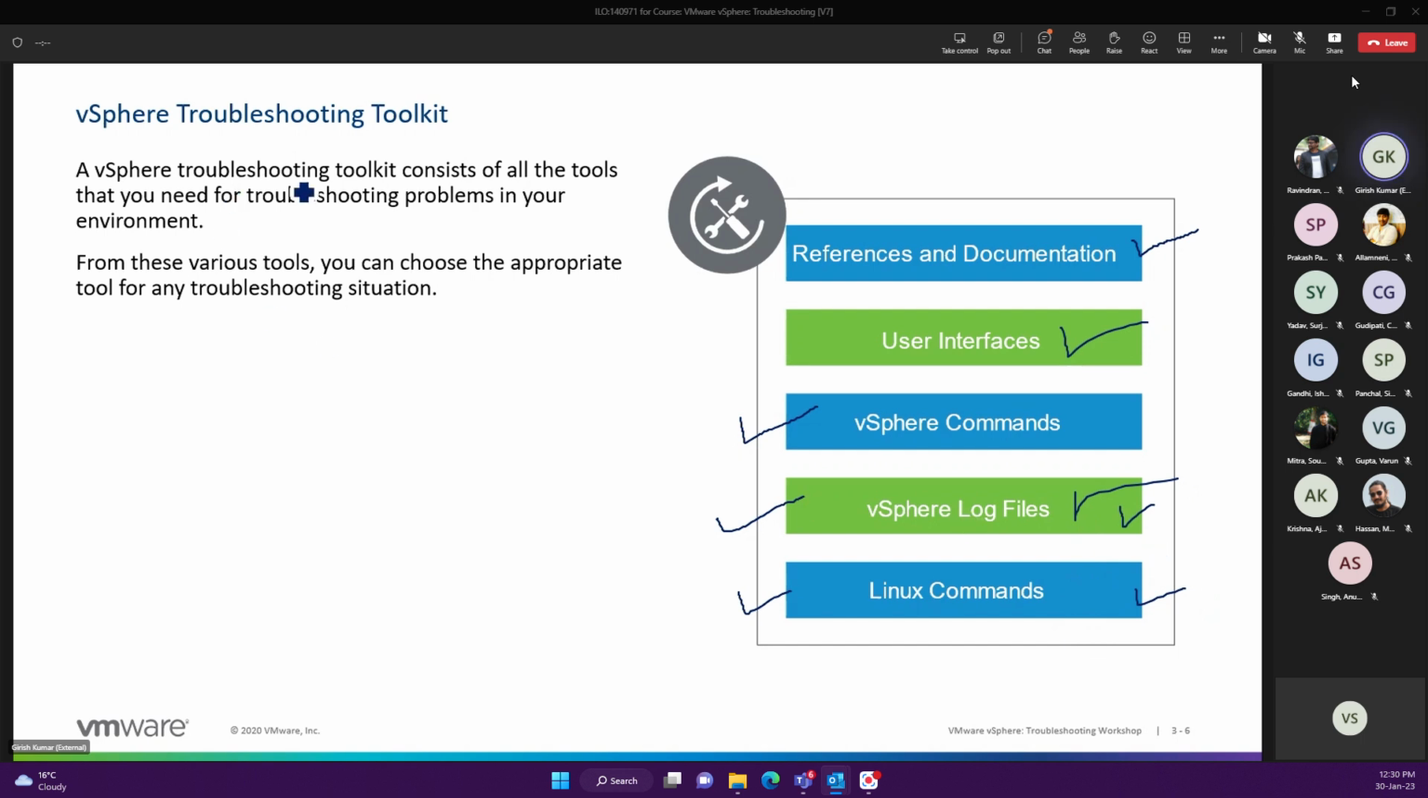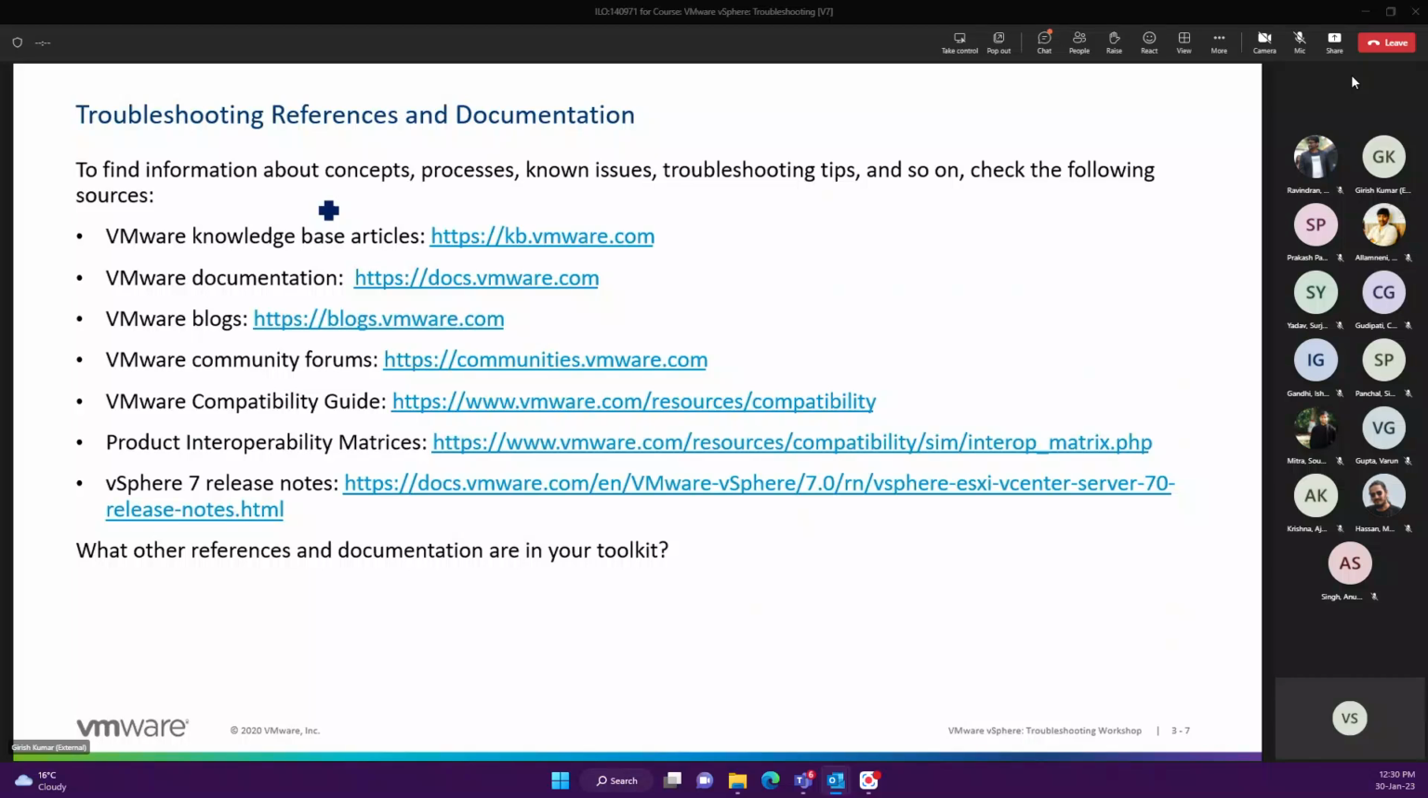So the vSphere troubleshooting toolkit consists of all the tools that you need for troubleshooting problems in your environment. From these various tools, you can choose the appropriate ones for any troubleshooting situation. Even in your lab environment, whatever problems get created by running the script, you can use these tools also.